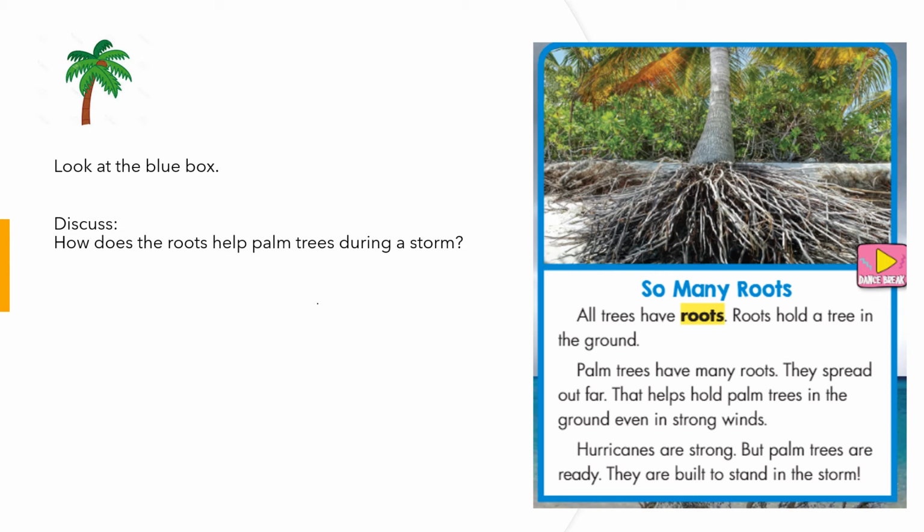The root is the part of the plant that gets water from the soil. It also holds the plant in its place. Palm trees have a lot of roots that spread out far and wide, and it helps the palm trees stay grounded.